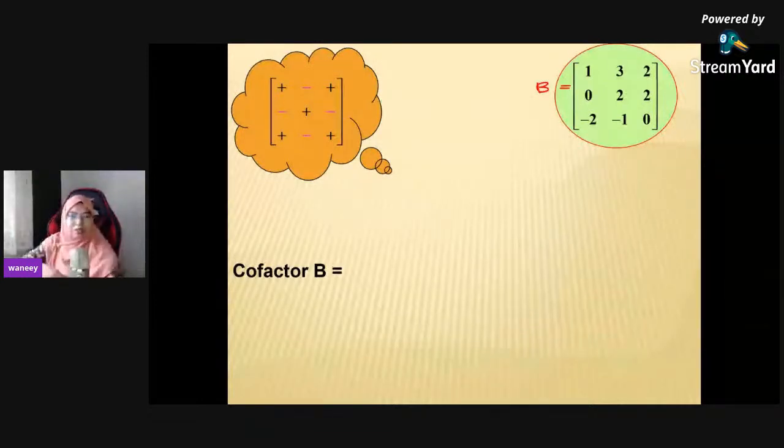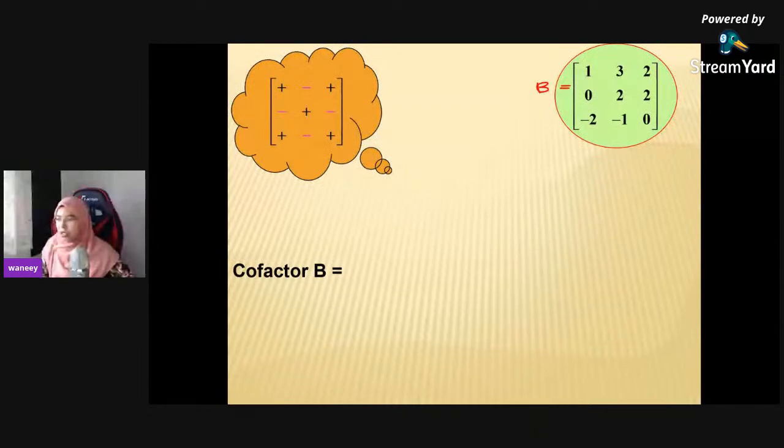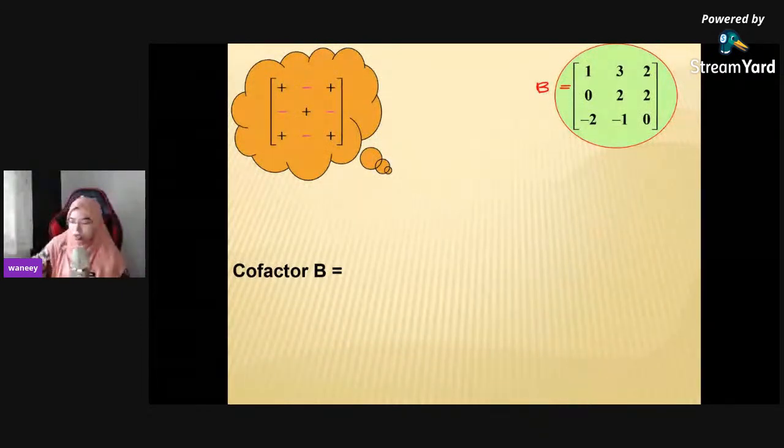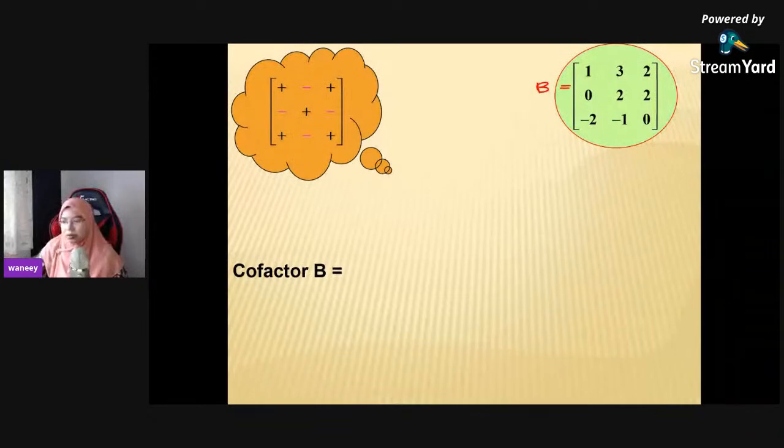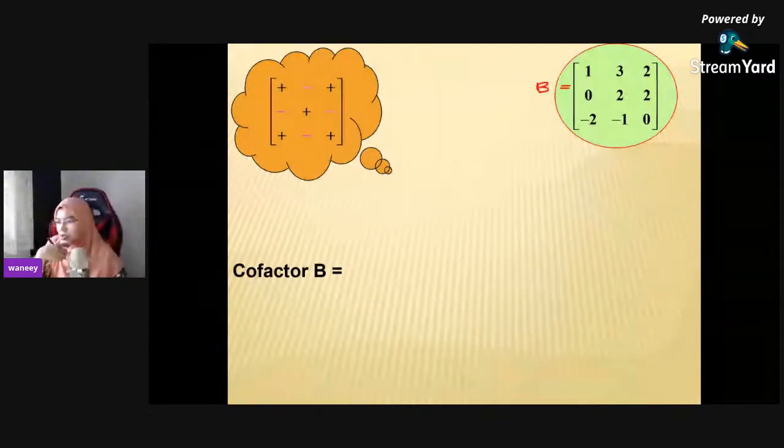Two minutes left, everyone. Do make sure you know how to calculate the cofactor by now. If you still don't know how to calculate the cofactor, you might need to do a bit of recap, so you can watch the previous lecture, or look at the previous examples. I think in examples 2 and 3 I do quite a lot of cofactors, so you might want to look at them.